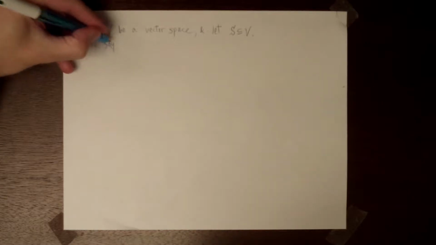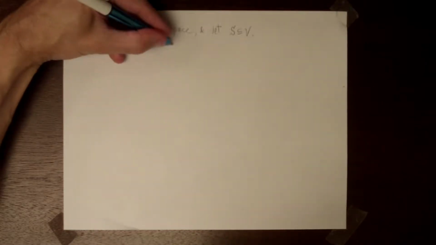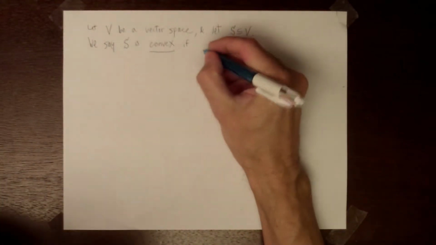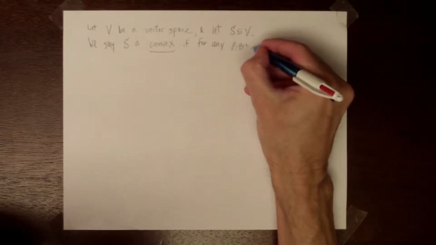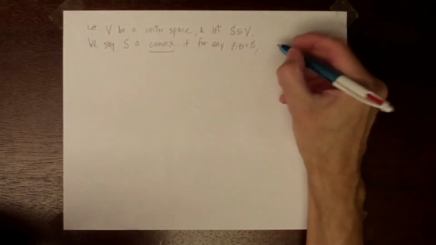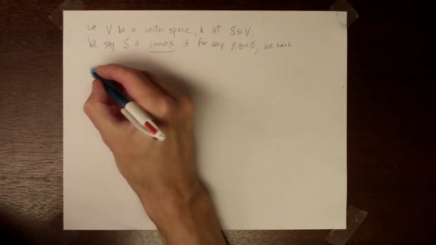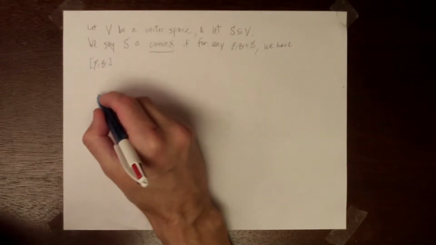Let V be a vector space, and let S be a subset of V. Now we say that S is convex if for any, let's say, P and Q in S, we have that the segment, the line segment from P to Q, is a subset of S. All right.